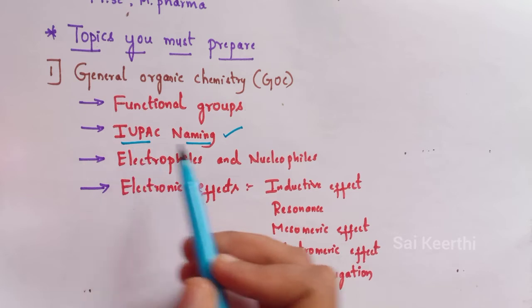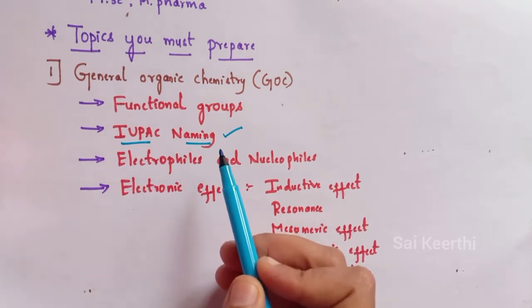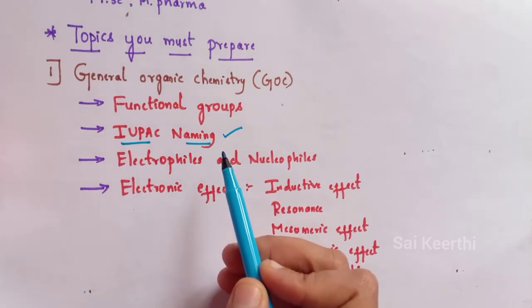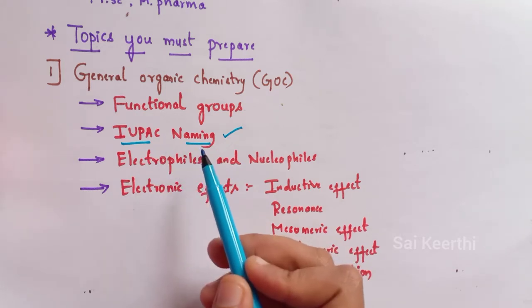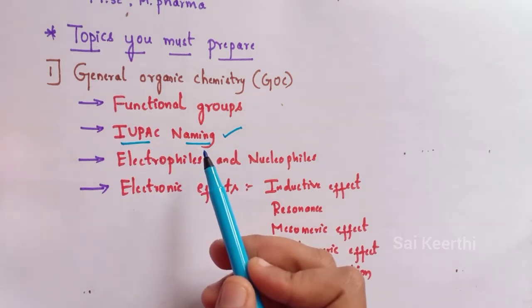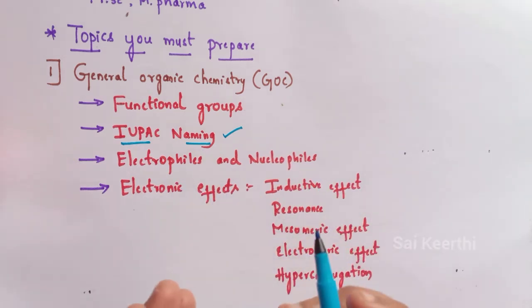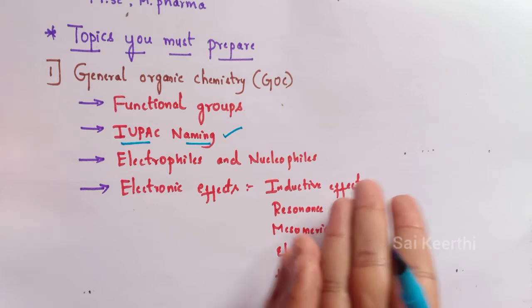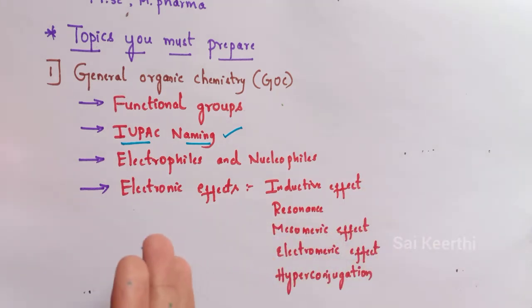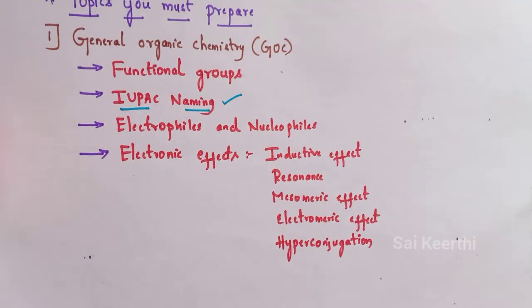And here IUPAC naming is very important. There will be written round and technical round. In the written round, IUPAC naming will be compulsorily given. And in the electrophiles and nucleophiles, you have to know what are electrophiles and what are nucleophiles and the examples which come under them. And you have to know about inductive effect, resonance effect, mesomeric effect, electromeric effect, hyperconjugation effect. What are these effects? So this comes under general organic chemistry, and this is very important.